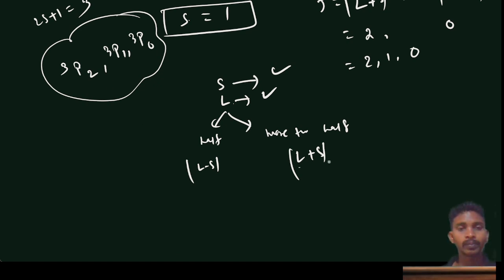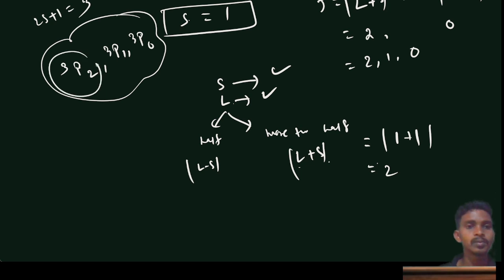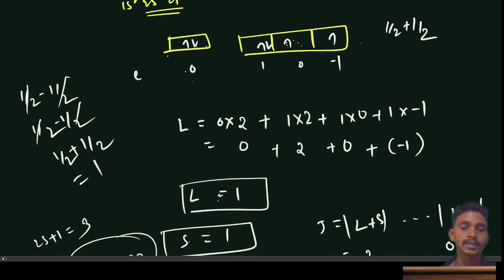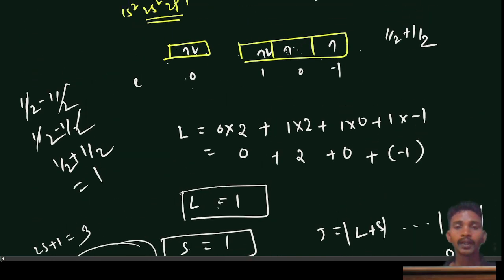Okay, so more than half filled means that L plus S will be taken. So here L is 1 and S is also 1, so this is going to get the value, that is 2. So this value will be the ground state. So likewise we will calculate whether it is half filled or more than half filled.